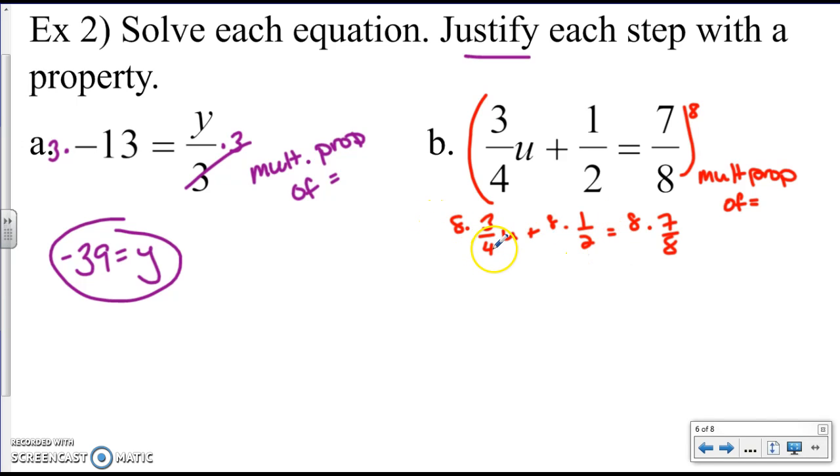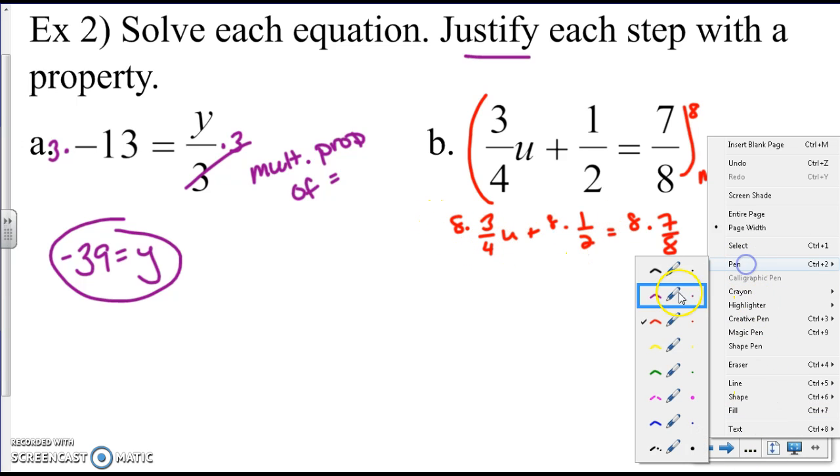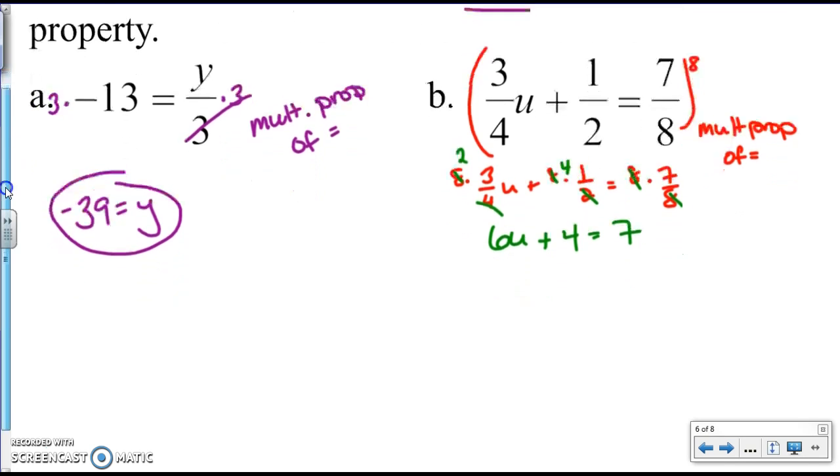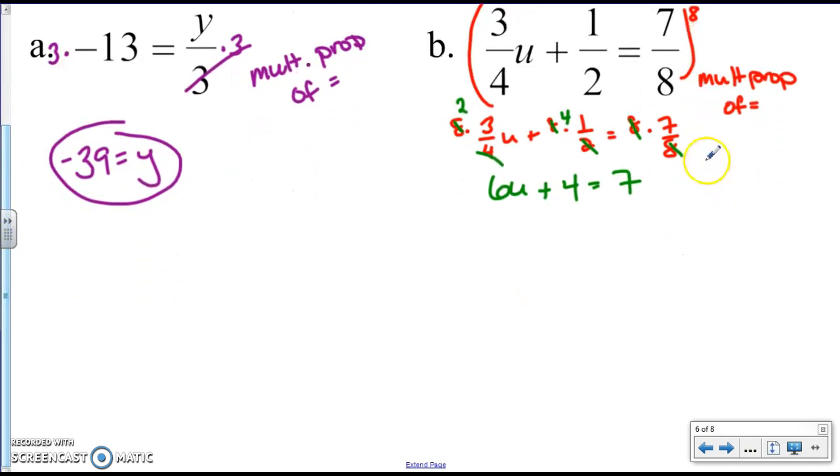Okay, so notice that 4 goes into 8 twice. So if we cross that off and make that a 2, 2 times 3 is 6u. 2 goes into 8 4 times, so 4 times 1 is 4. And then 8 goes into 8 one time. So those cancel each other out and then equals 7. Okay, so our step there is simplifying or reducing. From here I have a two-step equation.